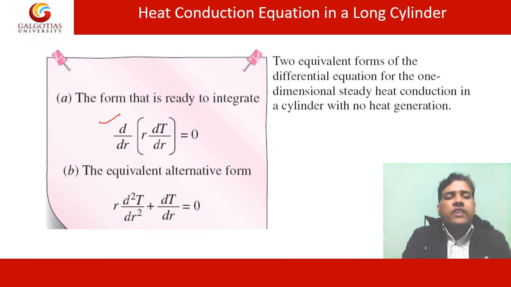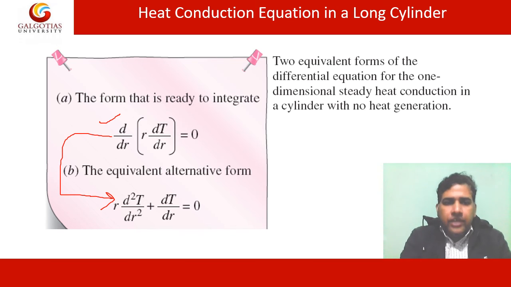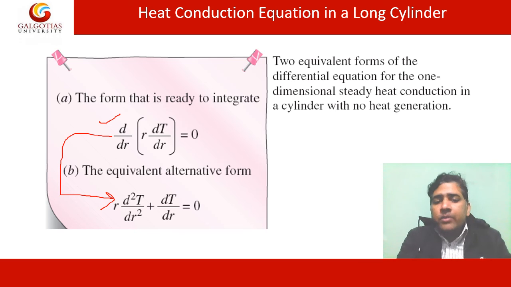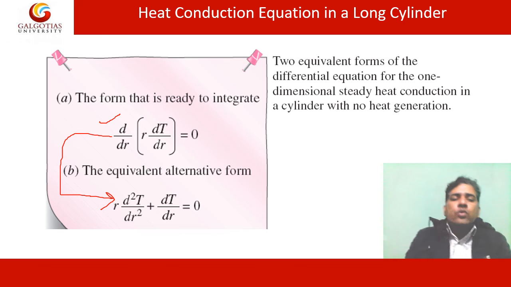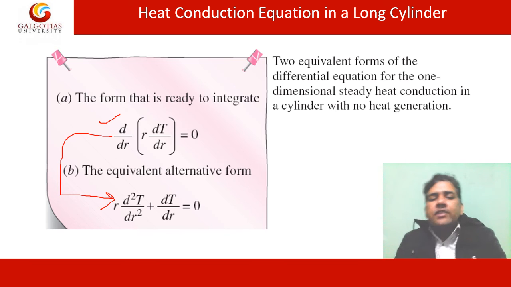After further expanding this equation, we obtain this equation: r d2T upon dr square plus dT over dr. This is another form of the same equation. The only thing is that this time we have expanded this equation.